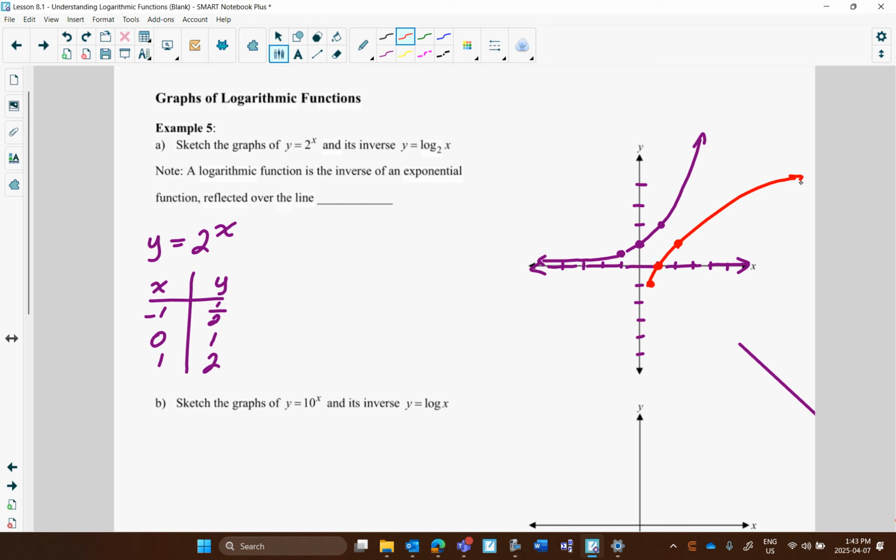What do you think is going to happen as it goes down? Is it going to cross the y-axis? No. It's actually going to run along, or approach, a vertical asymptote. Those two are inverses of each other.